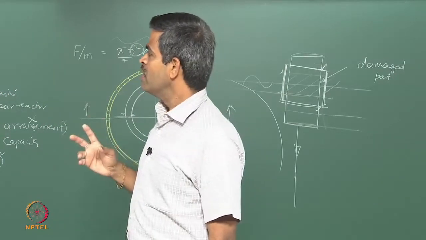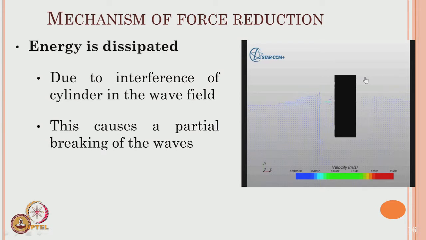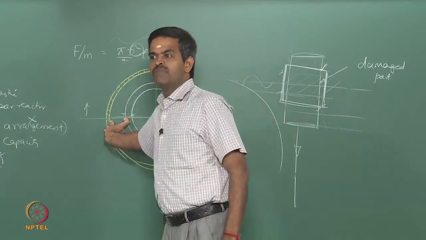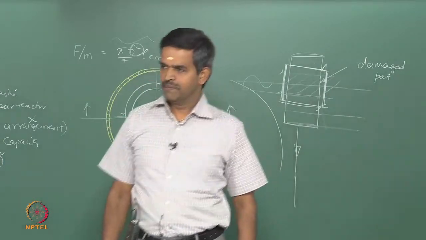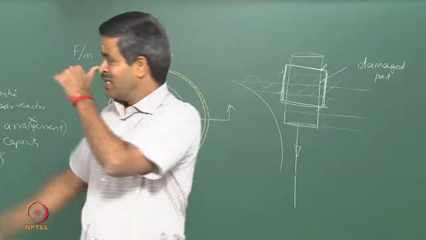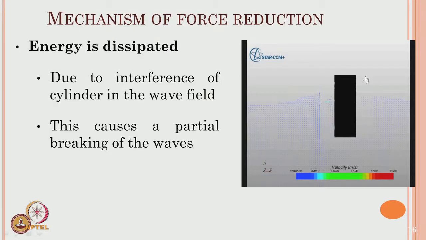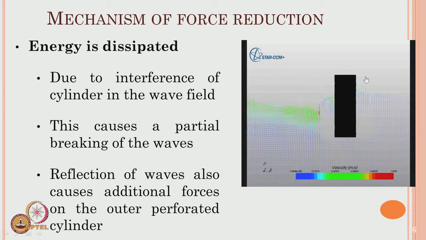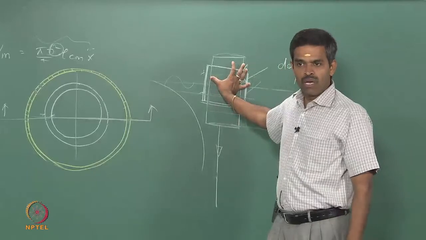How is it dissipated? Due to interference of the cylinder in the wave field, this causes partial breaking of waves within the annular spacing. The water particle gets broken and the return velocity of the particle stops further entry of the particle. The reflection of waves also of course causes additional force on the outer cylinder, but as I said, the design of the outer cylinder is again an important concern in the whole analysis.